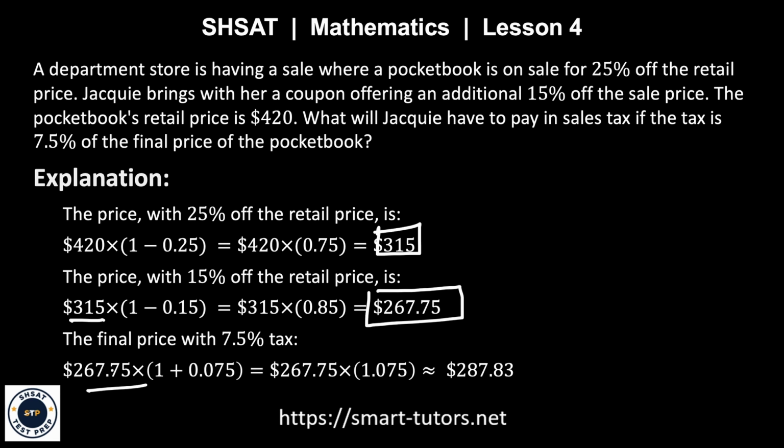So 267.75 times 1 plus 0.075. The reason it is 1 plus is because if you multiply 267.75 by 0.075 and add it to 267.75, that is actually like taking the common factor. But if you do the math, either way it should be good. So now you need to multiply 267.75 times 1.075, that gives you 287.83.